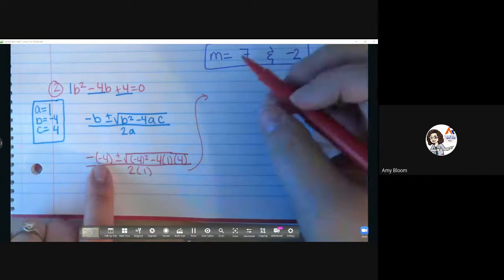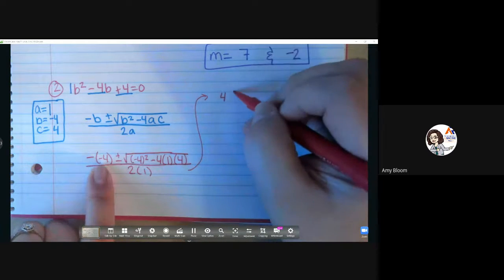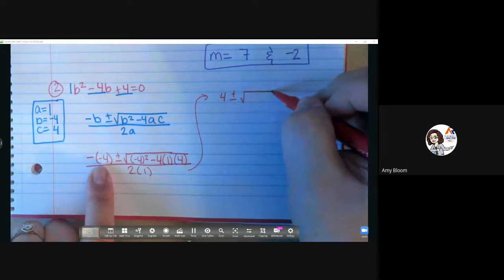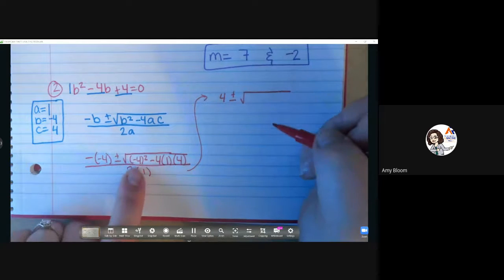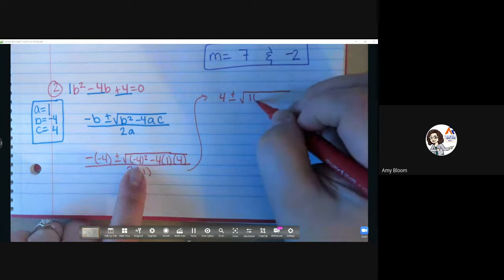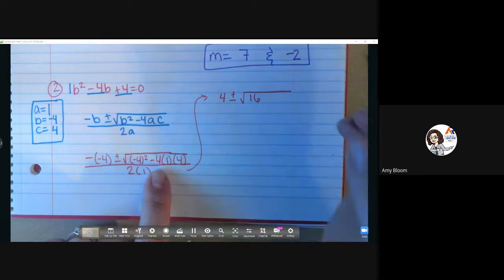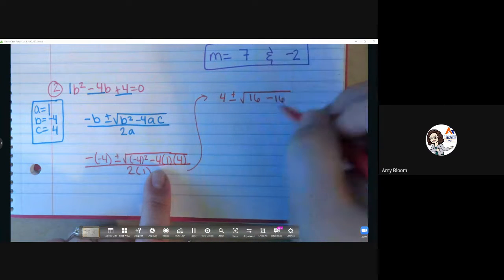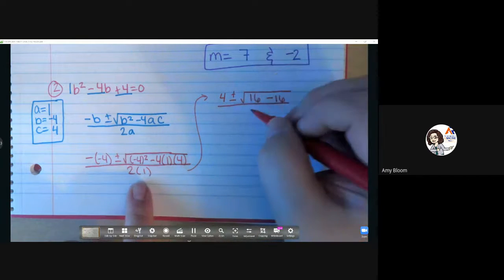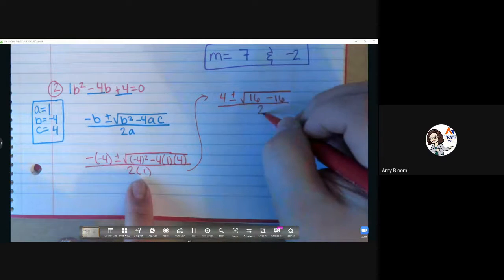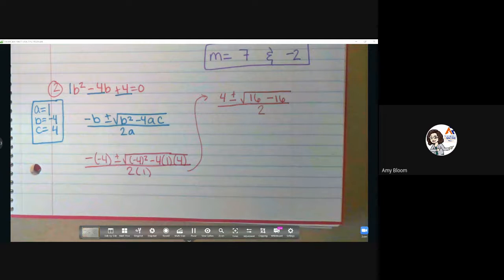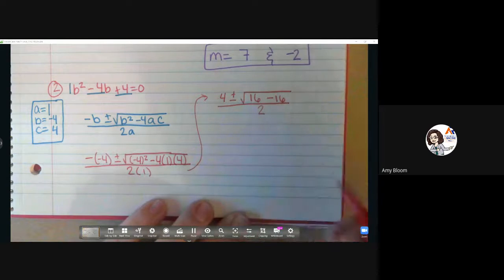And I'm going to start simplifying. Negative 4 becomes 4. Negative 4 squared is 16. And now here we get negative 4 times 1 times 4, which is negative 16. And all of that over 2 times 1, which is 2. So now we simplify the piece under the radical.